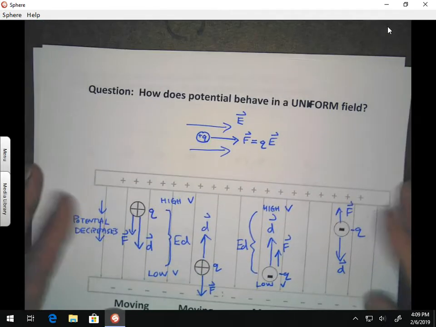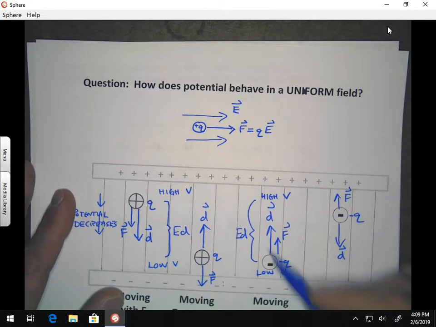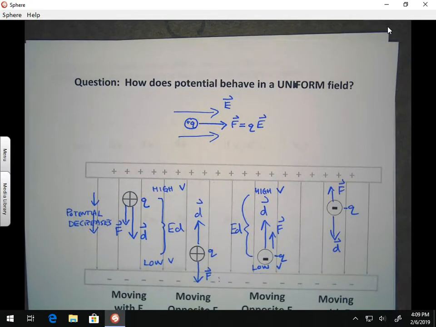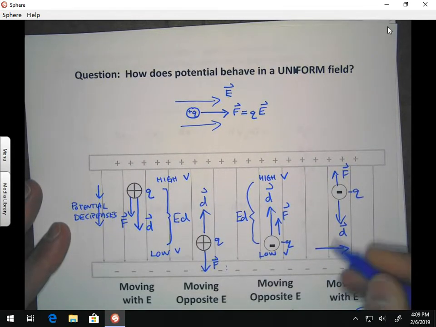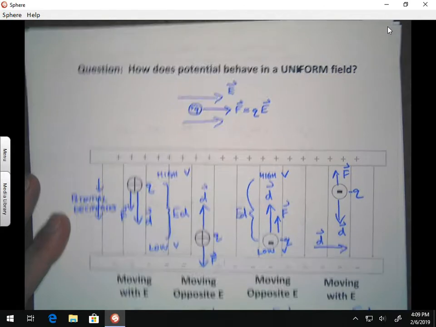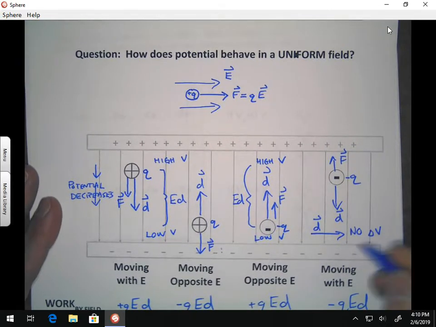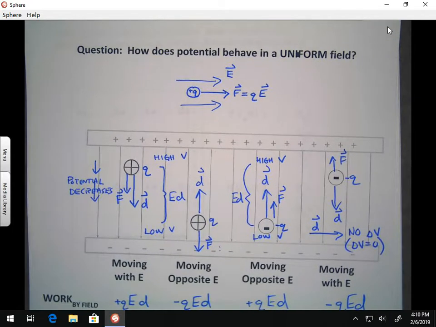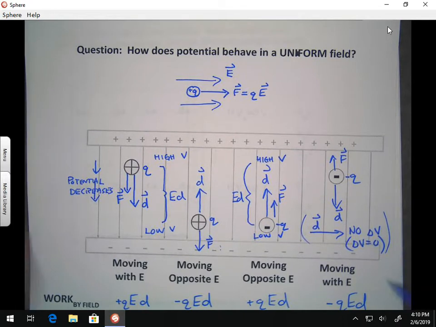Okay. So have we answered the question? I hope so. Potential behaves in a very simple way. It changes by ED when you're in a uniform field. Of course, if you go perpendicular to the field, that's the direction of your displacement, then there is no change in potential. Or you could say that delta V is equal to 0 because you're really not going with the field or against it. So that's probably a good thing to also put in your notes.